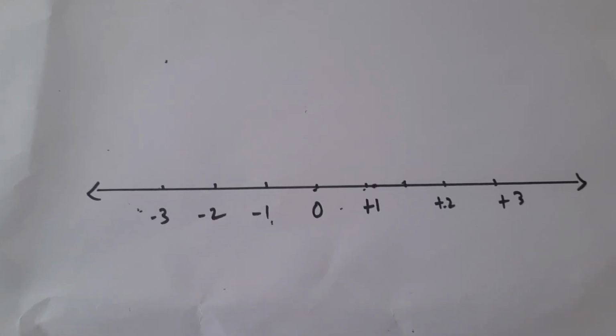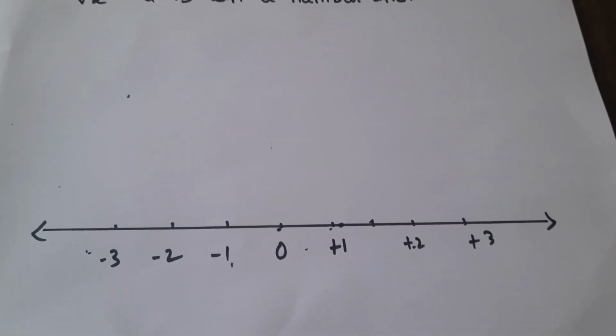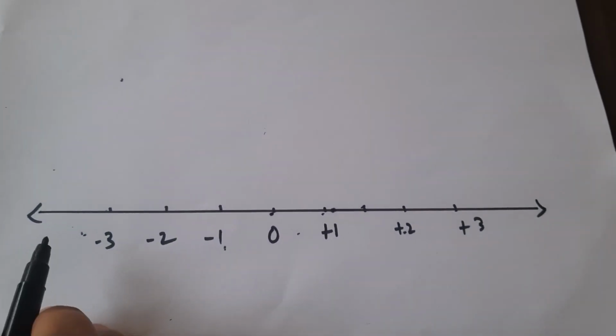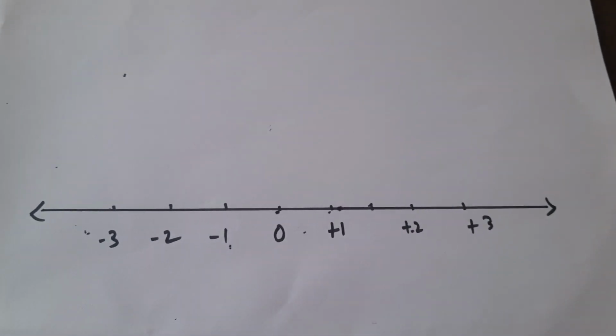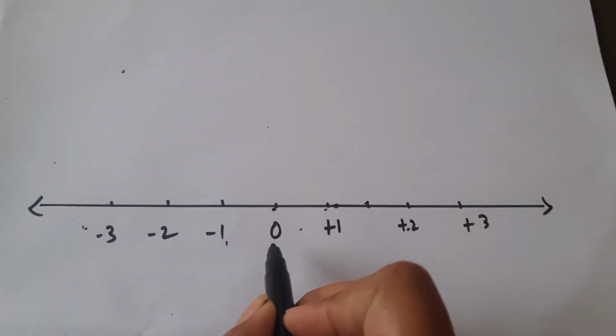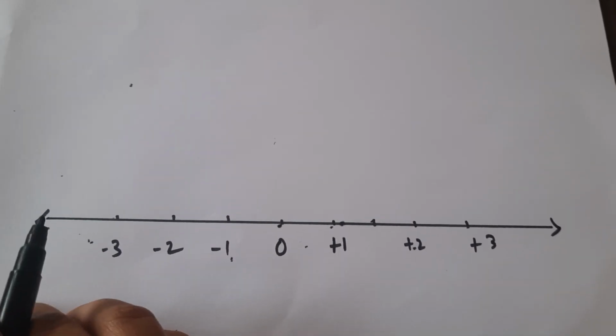Now I will show you how to plot square root 2 and square root 3 on a number line. To do that, first we should draw a number line. Here what I have done is, see, 0, plus 1, plus 2, plus 3 on this side, minus 1, minus 2, minus 3 on the other side, you know all this.